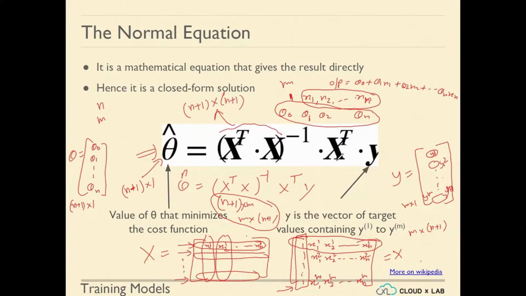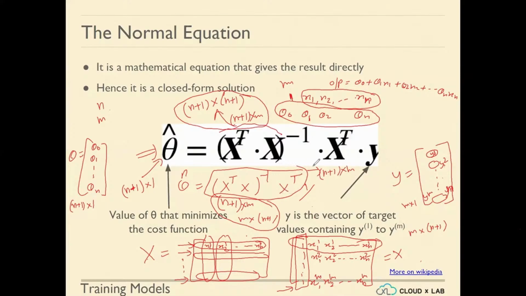Then we will have x transpose. What is this x transpose? Size of x transpose is nothing but n plus 1 cross m. So if you multiply these two, n plus 1 cross n plus 1 into n plus 1 cross m, what size will I finally get? n plus 1 cross m, right? So after doing this multiplication, I will get a matrix of size n plus 1 cross m, right?